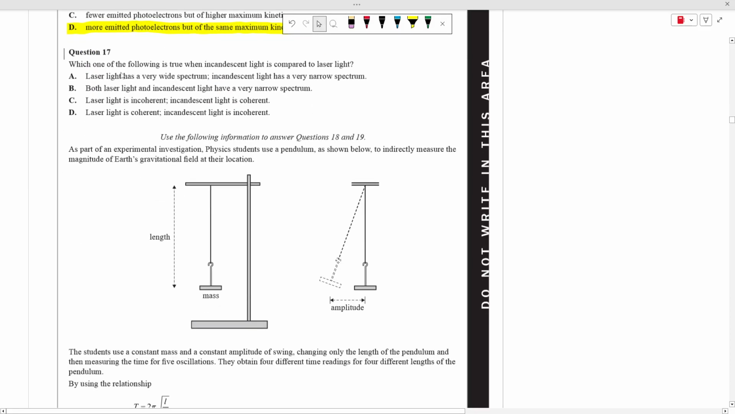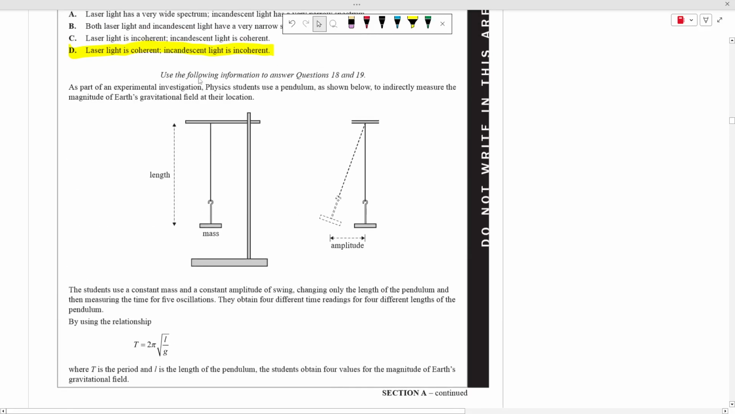Question 17. Which one of the following is true when incandescent light is compared to laser light? So this just comes from your theory that you should have on your cheat sheet. Laser light has a very wide spectrum. No, that's wrong. Incandescent light has a very narrow spectrum. That is wrong. Both laser light and incandescent light have very narrow spectrum. No. Laser light is incoherent. Incandescent light is coherent. No. And D is the only one that I haven't said no to yet, so it looks like it's going to be option D. And that is correct.